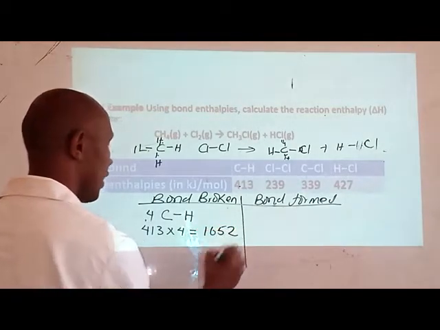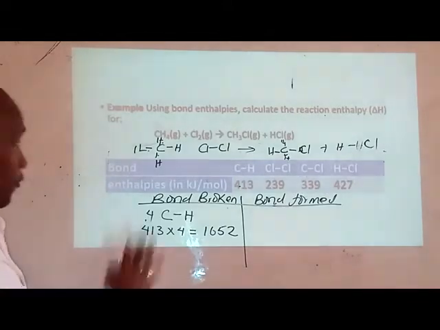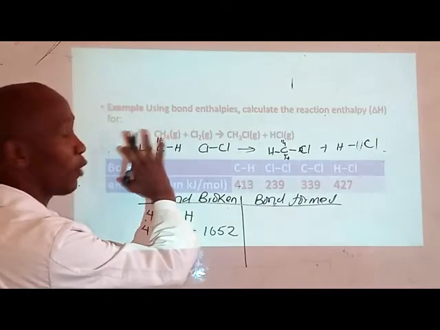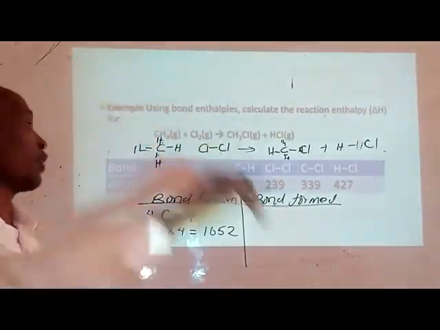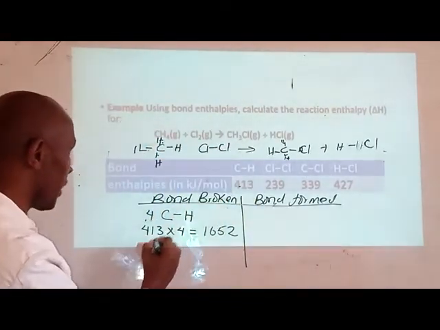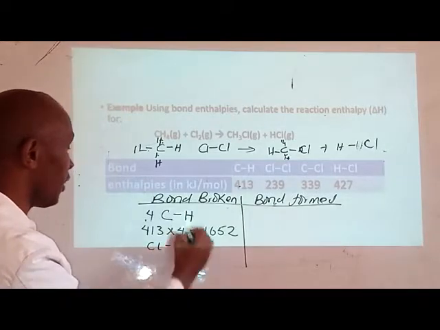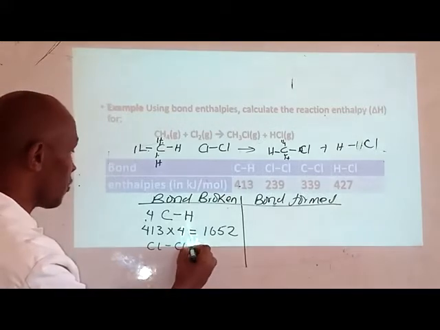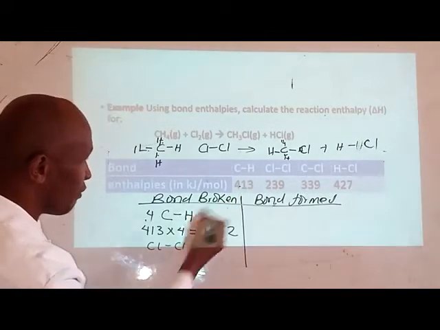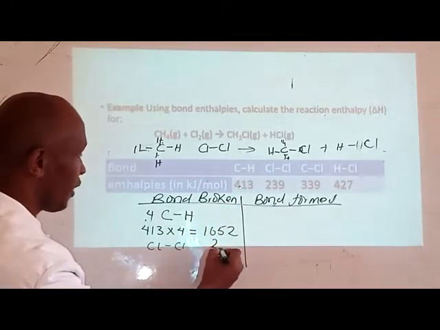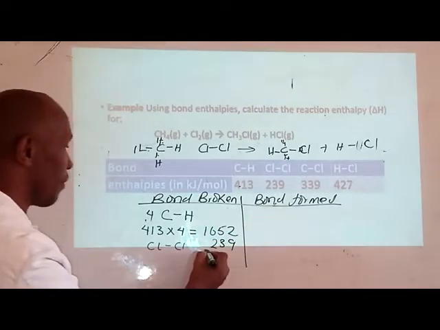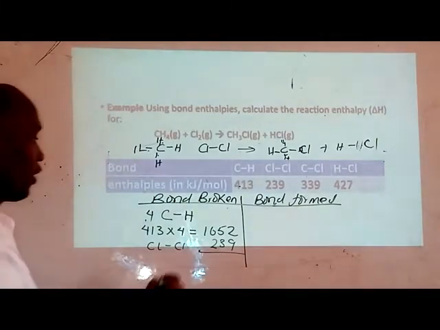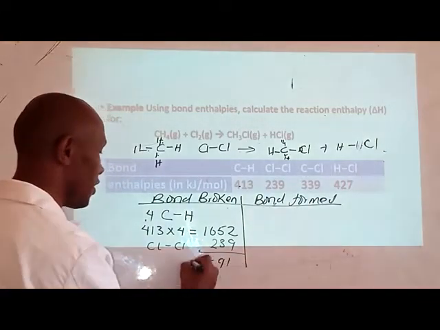I'm getting 1652 kilojoules for the 4. Now what other bond am I breaking? This is not broken down completely. I have atoms of carbon and hydrogen. Now I want to break the chlorine to chlorine bond. There's only one of them. I have one molecule, so that amounts to 239. I'm not multiplying by anything. So that gives me a total of, I hope it is 1891.